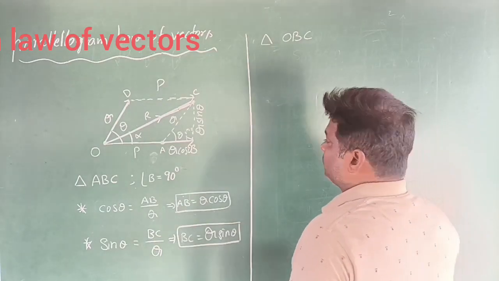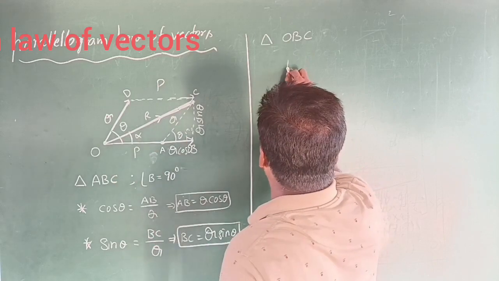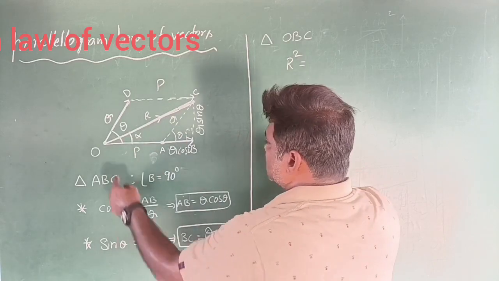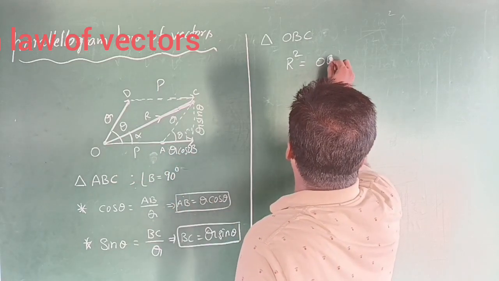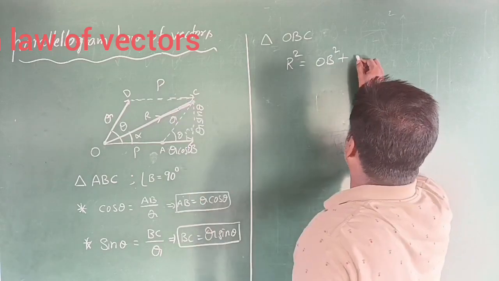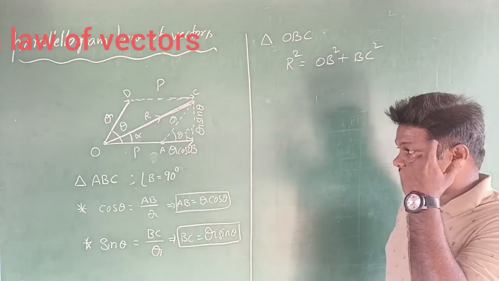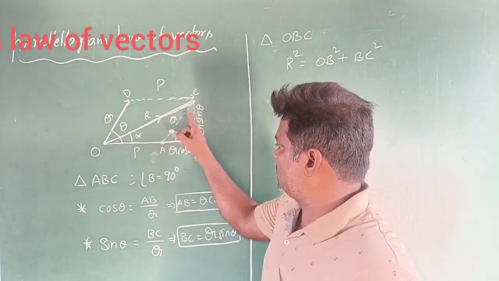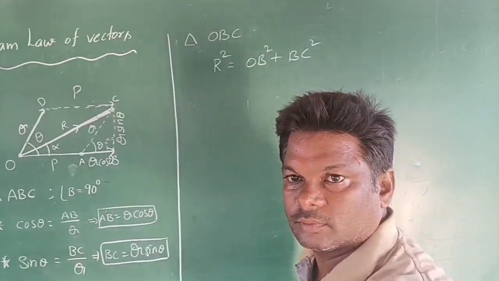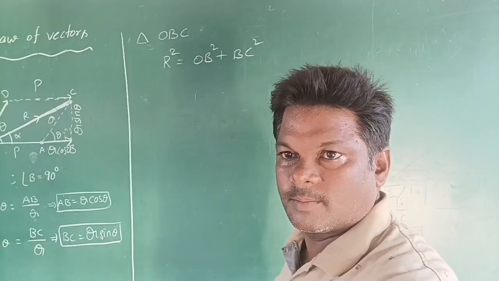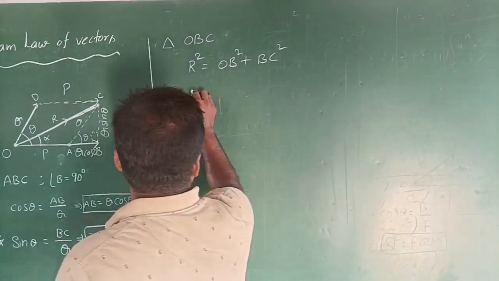From the Pythagoras theorem, hypotenuse square, that is R square, is equal to side square plus side square. Side square is OB square plus BC square. Now R square we are going to find out.